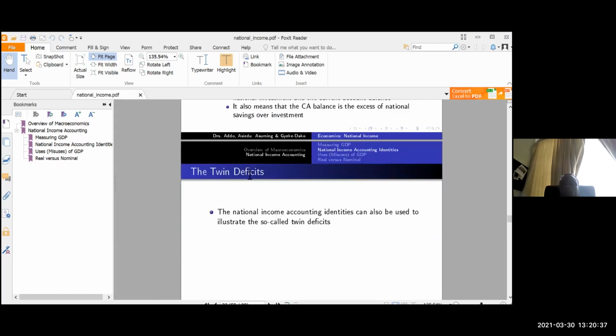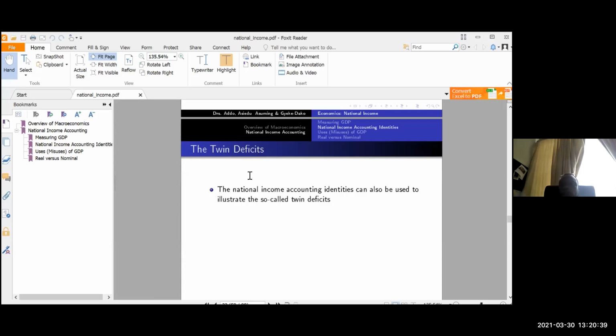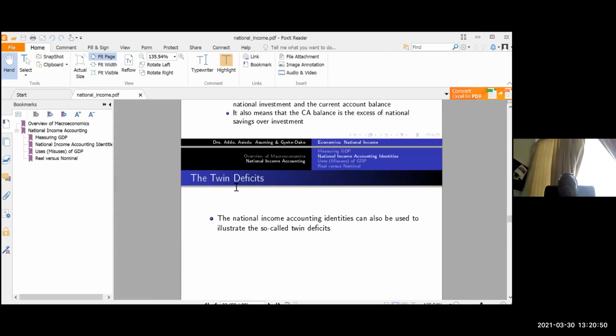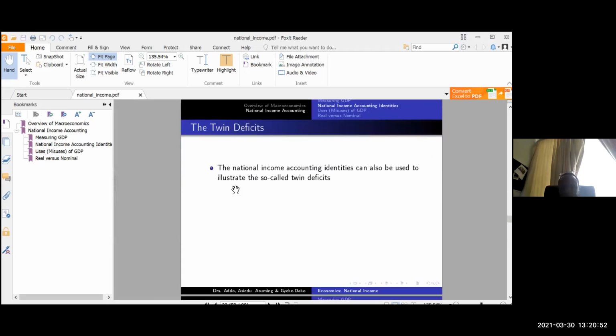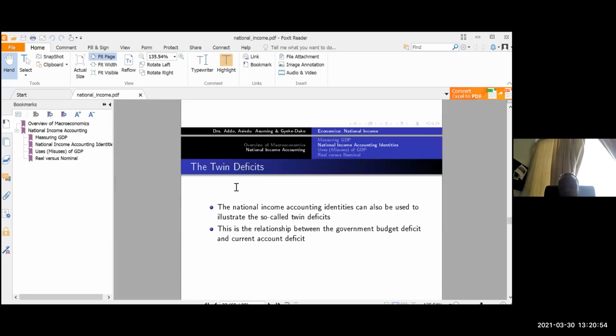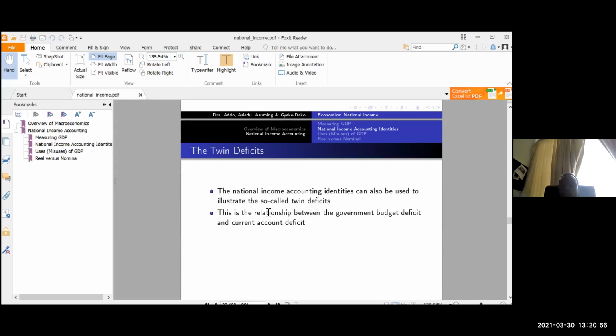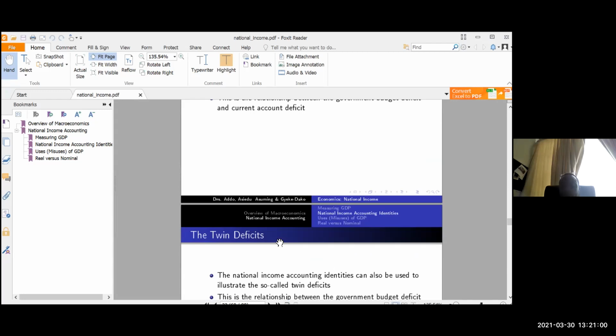So you have deficits on two ends, the government budget deficits and the current account deficits, where you have excess investment over the level of savings in the economy. So savings is very important, not just at the household or individual level, but at the country level. You want a country where people are actually saving and investing, so the savings will translate into investments. This is the relationship between government budget deficits and the current account deficit.